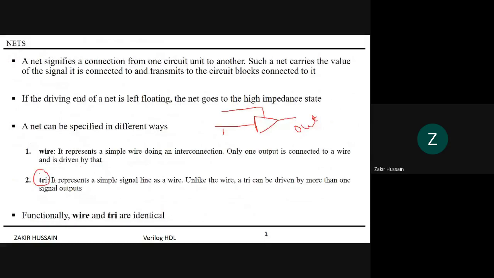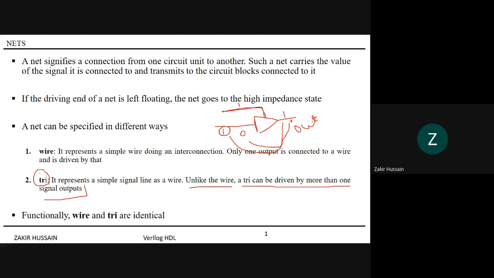This tri here, if you see it carefully, unlike the wire, a tri can be driven by more than one signal output. That is the point. Here, this output is driven by only one. In this case, you have the control here in this example, and this is the buffer, simply a buffer. When this is one, then this buffer will put whatever the input is there here. If zero is there, it will put zero. Only when this is one.